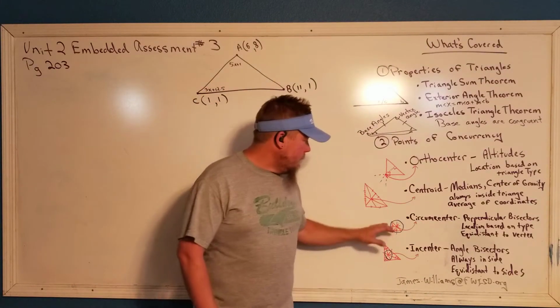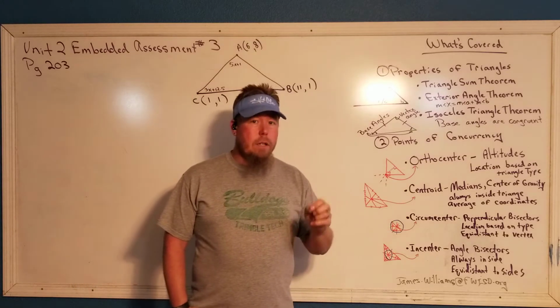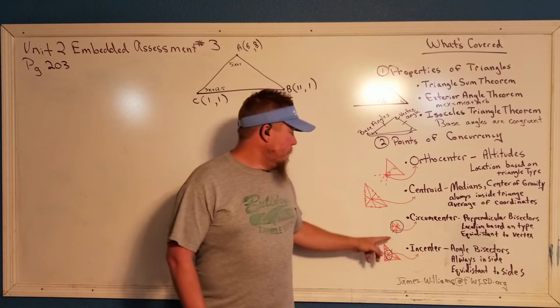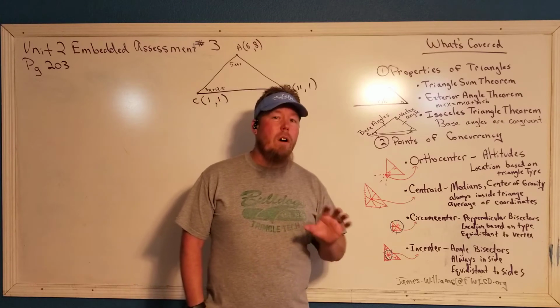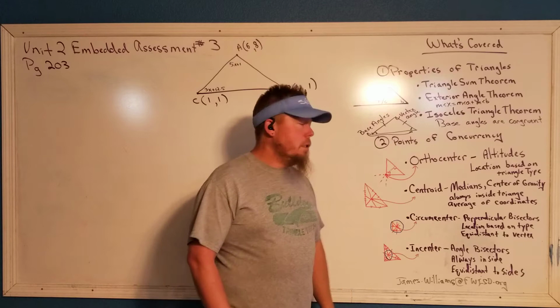Circumcenter and incenter kind of go together. The circumcenter is going to be the center of a circle that the triangle is inscribed in. Meaning that if you were to draw a circle around the outside of that triangle where the vertices of that triangle were on the circle, the circumcenter would be the center of that circle.